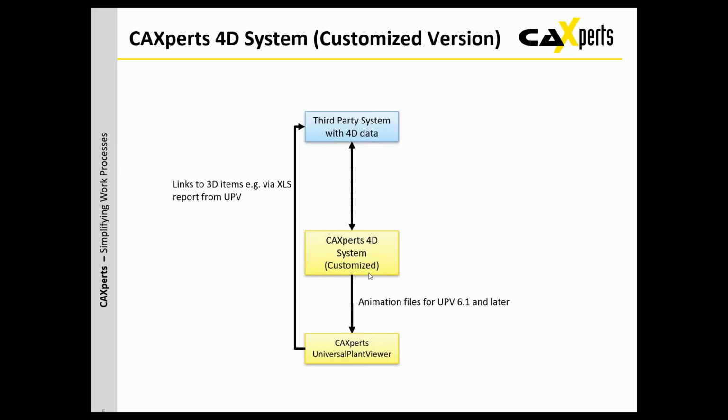In this case, you don't have a graphical user interface. It's really just taking the data from the third-party system or from Primavera and converting these input data to the CI Experts UniversalPlantViewer animation files. That's probably easier to implement, so you don't have to talk to the admins for your Primavera installation. And it's also something you can run overnight, so you always have an update on the current data from your 4D system.